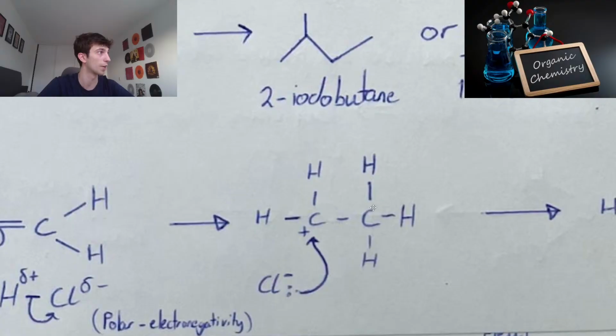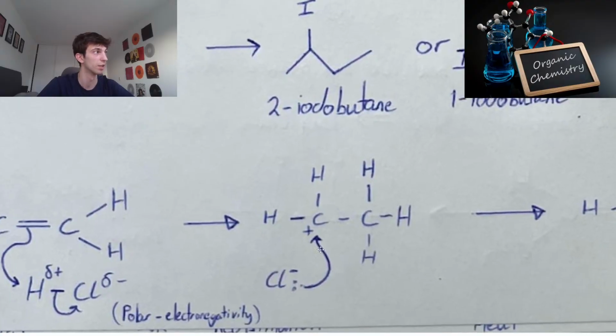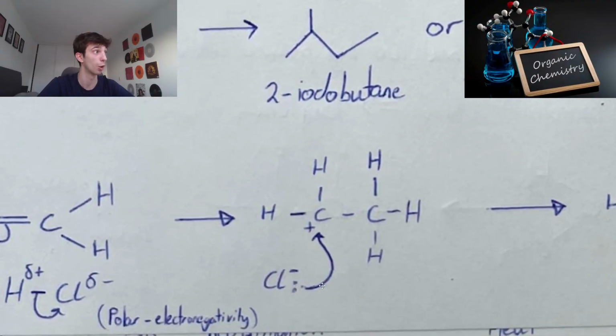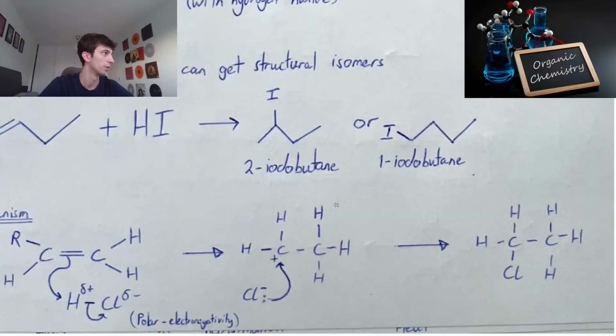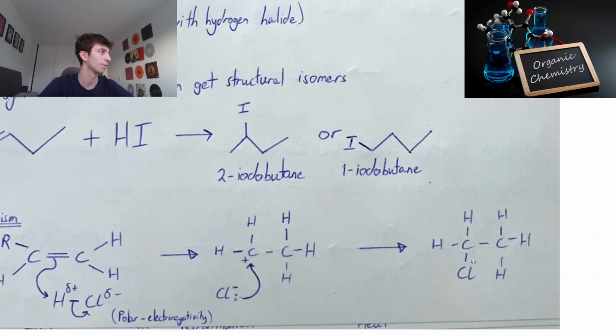We're then going to get this carbocation intermediate. In this case, it won't matter. Then we're going to have a curly arrow going from the lone pair of electrons. Remember, curly arrows show the movement of a lone pair of electrons to this positive carbocation. Then we have our chloroethane.